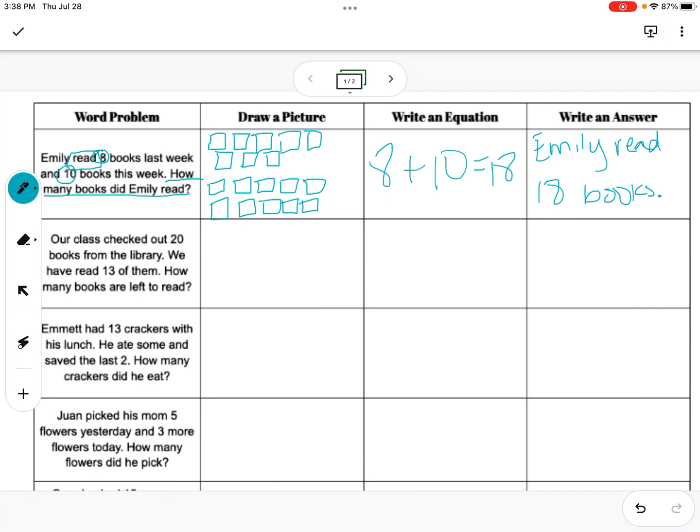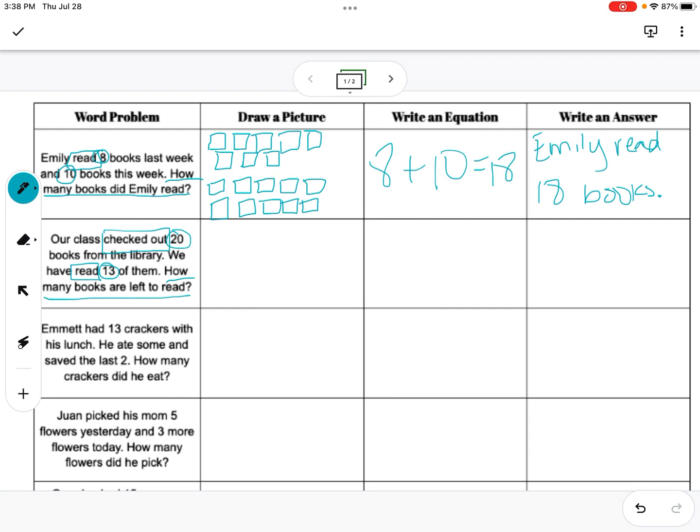So then let's look at the next one. It says, our class checked out 20 books from the library. We have read 13 of them. How many books are left to read? So breaking it down, our class checked out 20. We have read 13. Now to identify our question, how many books are left to read? Okay, so now let's try a strategy.